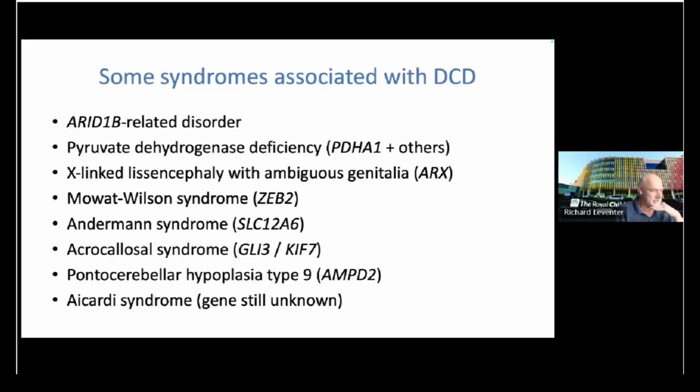This is just a list of some syndromes. I'm not going to go through all of these. We've heard about ARID1B, which is one of the most common, but there are many genetic syndromes associated with different abnormalities of the corpus callosum. You've heard Aicardi syndrome mentioned a few times, and it's important to know there is still no gene known for Aicardi. So to rule out Aicardi, which we heard about in the previous talk, you really need to do that postnatally. You cannot do that reliably prenatally, because we do not have a gene yet for Aicardi syndrome.